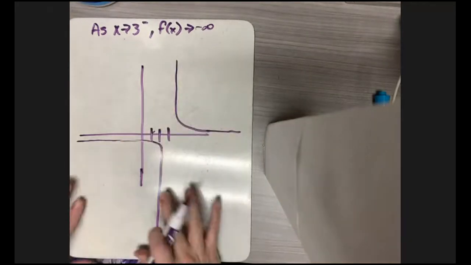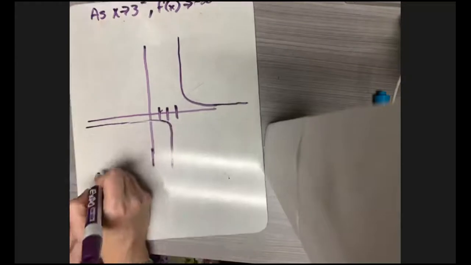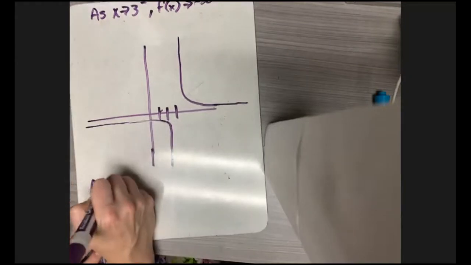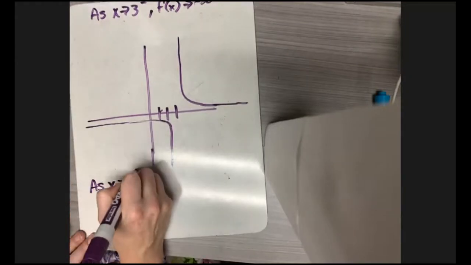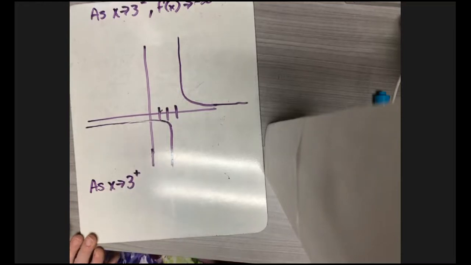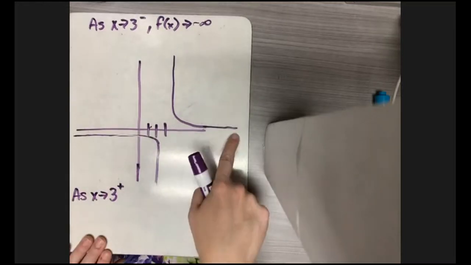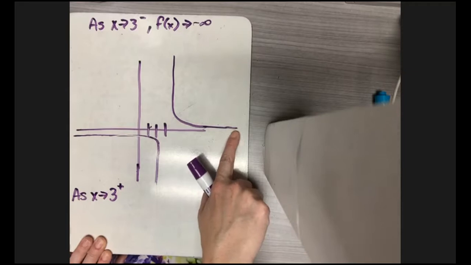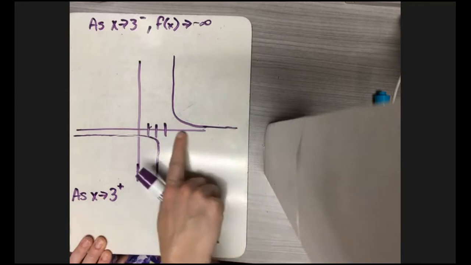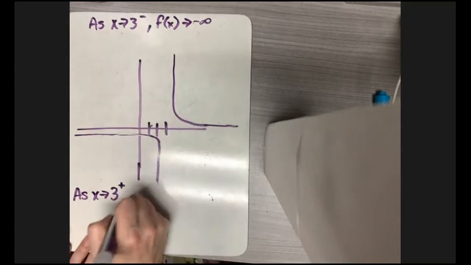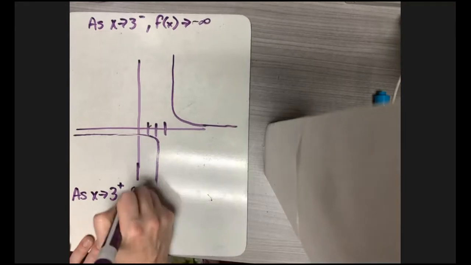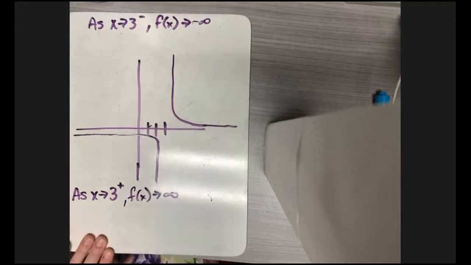It's going downwards, okay? Now, we can also have as x approaches 3 with a little plus sign, and that's going to mean from the right. So if we got on the graph this way and came towards 3 from the right-hand side, the graph is going up. So that's approaching infinity.